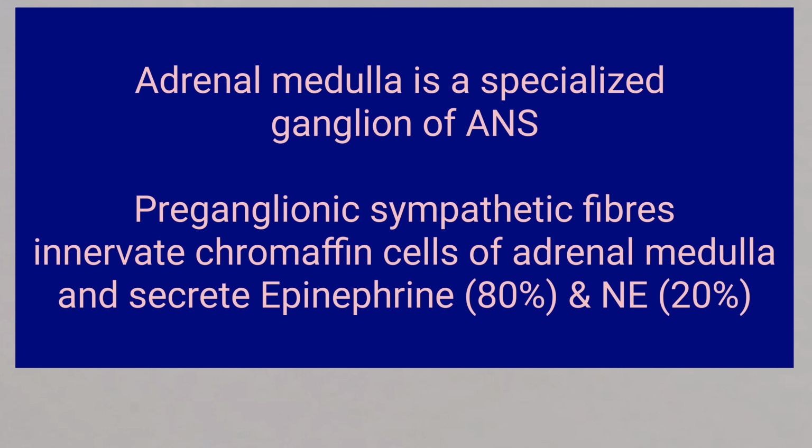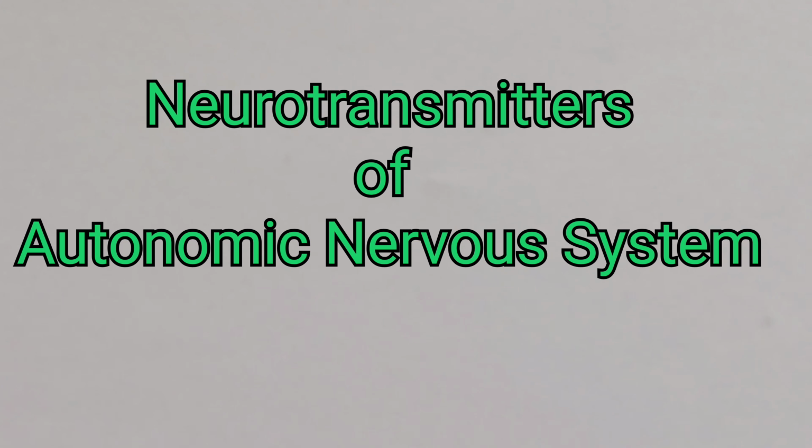The adrenal medulla is a specialized ganglion of the sympathetic nervous system. The preganglionic fibers synapse directly on the chromaffin cells in the adrenal medulla, and the chromaffin cells secrete epinephrine, which is 80%, and norepinephrine, that is 20%, into the circulation.